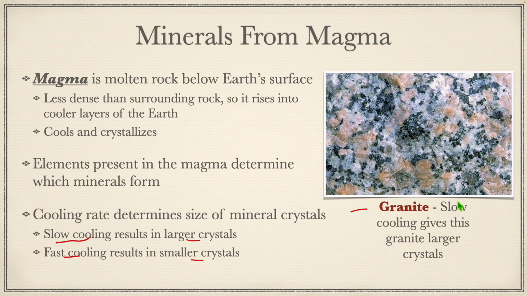So our granite over here cools very slowly, so it gives it this appearance with all these speckles. All these speckles are different minerals that are in the granite. Okay, so you got these lighter minerals, you got the darker minerals, and you got these sort of tan minerals in the middle.